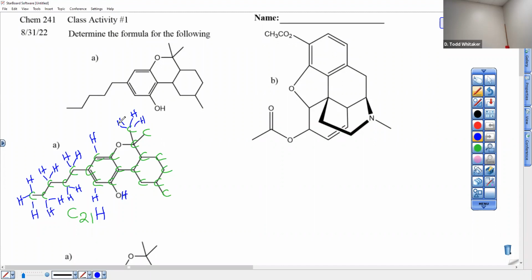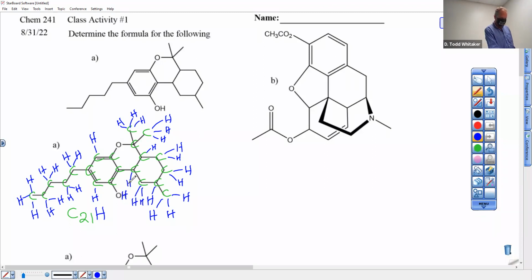Okay. I have three more H's on the carbon to the right of that. Three more H's. One H on the carbon below. Two H's there. There's two carbons, two bonds showing, two missing. Two bonds showing, two missing. One bond showing, three missing. Three bonds showing, one missing. Two bonds showing, two missing. Three bonds showing, one missing. I think I got them all.